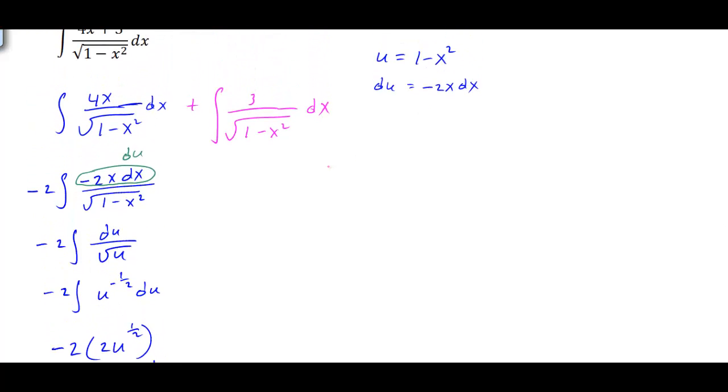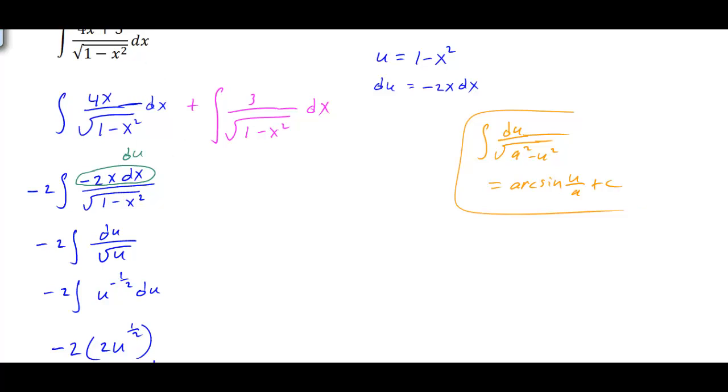So let's go back and look at the second. We have 3 over the square root of 1 minus x squared, and this one looks like it's going to fit one of our inverse trig functions, and I'm going to look at the formula of du over the square root of a squared minus u squared. And this is going to be equal to the arcsine of u over a plus c.